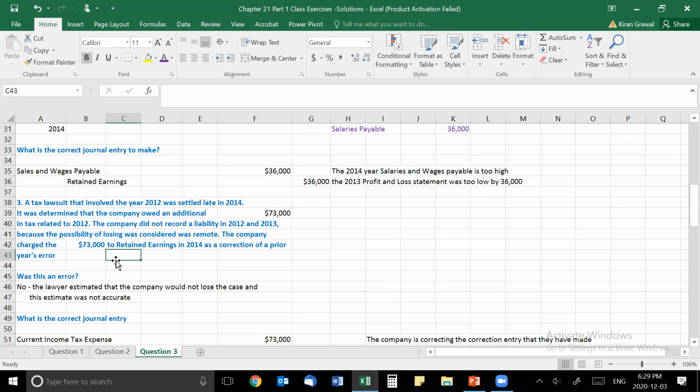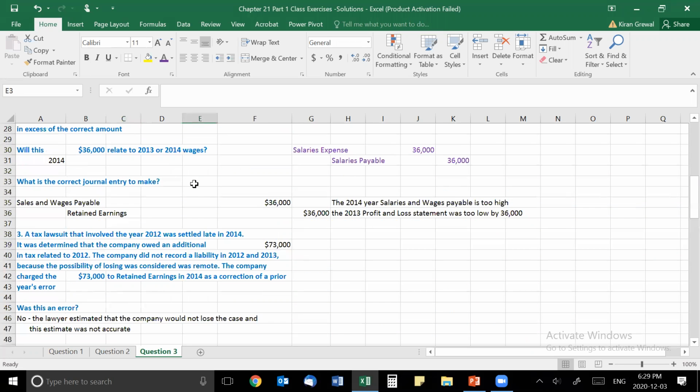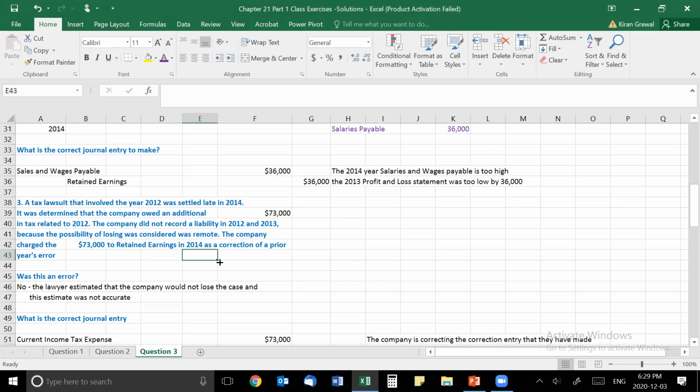So under the rules for contingent liabilities under ASPE, this is an IFRS. Let me just double check. Yeah, they follow IFRS. So IFRS calls it provisions. So when you're talking about provisions under IFRS, you are to record a provision for a lawsuit if it is probable that the company is going to have to pay money in the future. So if it's probable that the company has to do a payout, then you would have to record a liability for it. So it says the company did not record a liability in 2012 and 2013 because the possibility of losing was considered remote.